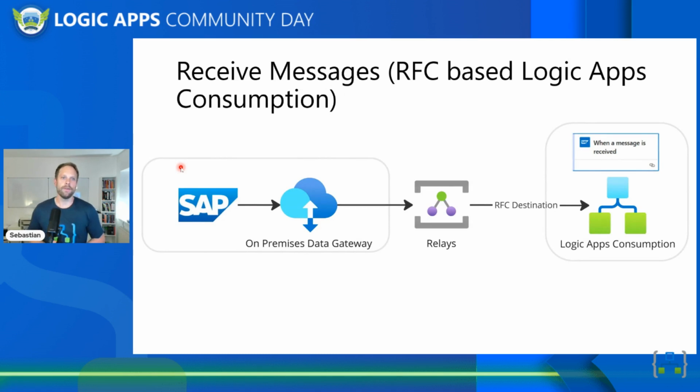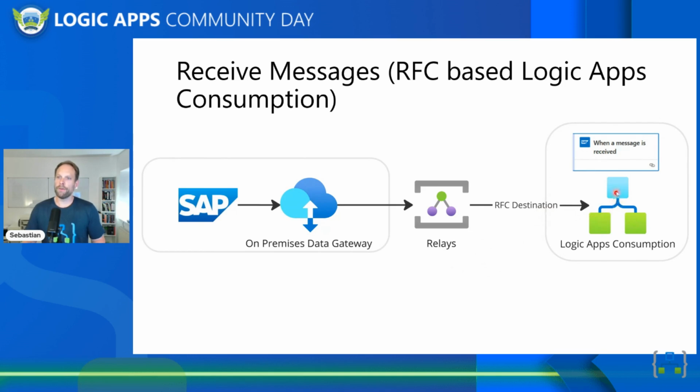The first one is receive messages. In this case, it's an RFC-based Logic Apps Consumption. So this is the RFC-based approach with the Logic Apps Consumption deployment model. As you can see, we have our SAP system on the left, and we need to use the on-premises data gateway in this case as well. So receive messages means we want to receive messages in our Logic App Consumption from SAP. This is the direction.